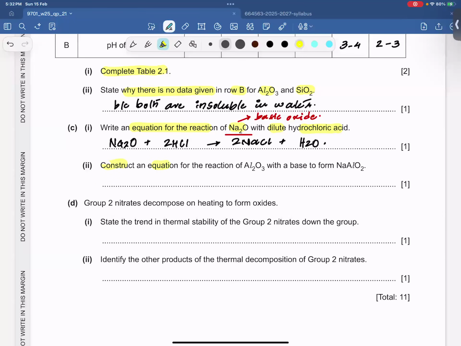Construct an equation for the reaction of aluminum oxide with the base to form sodium aluminate. And that's what we have done in the class. Al2O3, when treated with sodium hydroxide, it will turn to sodium aluminate, plus H2O.